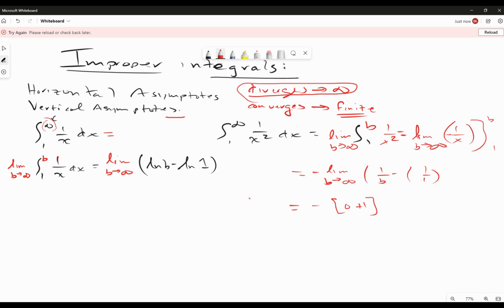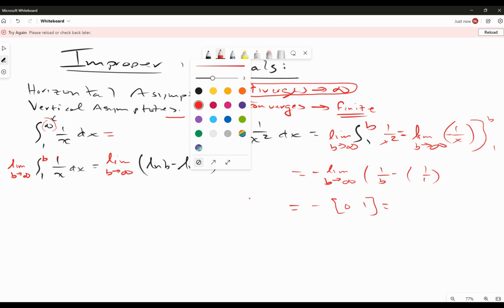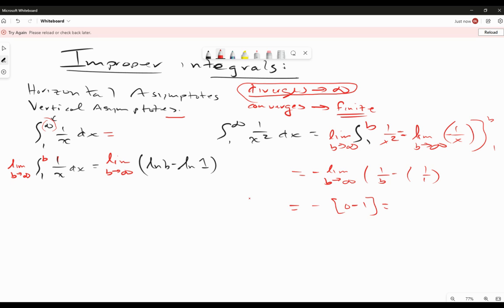0 plus 1, and that gives us an answer. No, yeah, that's right, 0. It's not plus 1 anymore. Hold on, my brain's not working. I'm trying to rush this for you guys because the computer at school didn't work. And we get negative times 0 minus 1, which is 1. And since it's a finite number, this integral converges. Okay?